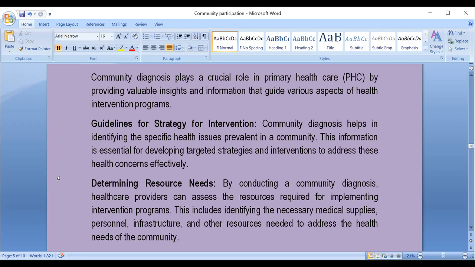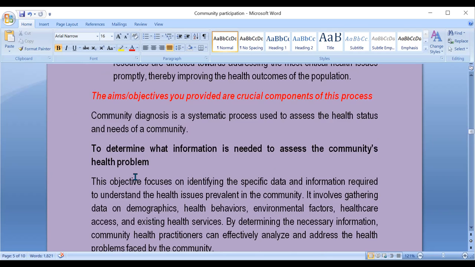Another aim why you use it is for you to determine the resources needed. By the time you have gathered data on environmental factors, geographical factors, resources, infrastructure, you will have understood the resources the people have, which you will now use effectively, timely, and efficiently to address the health need of the people. These resources can also be medical supplies, personnel, infrastructures that are present in the community.